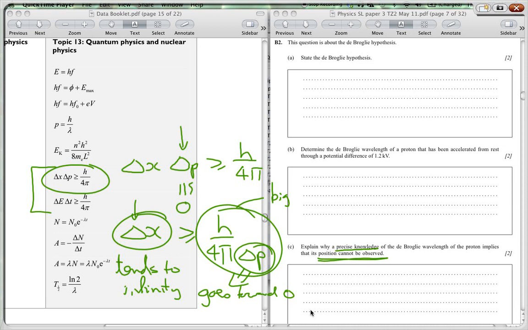So what the Heisenberg uncertainty principle basically states is that the more you know about the momentum, the less that you know about the position. And the same here, the more you know about the energy, the less you'll know about the time that's involved.